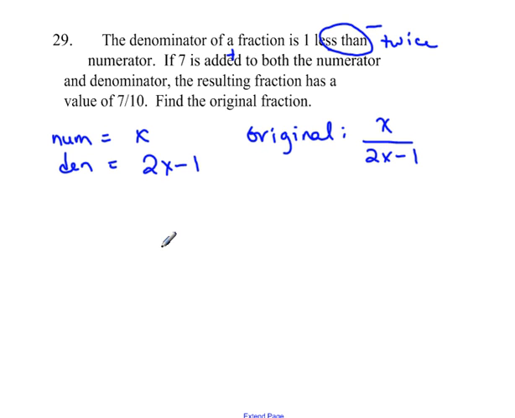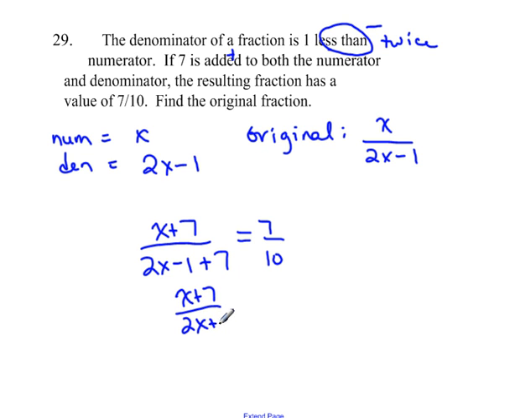Then it says 7 is added to both the numerator and denominator. So x plus 7 and 2x minus 1 plus 7. The resulting fraction, that means equals, 7/10. Now this is a proportion that you can cross multiply, but remember you've got like terms here. So I do x plus 7 over 2x plus 6 equals 7 over 10.